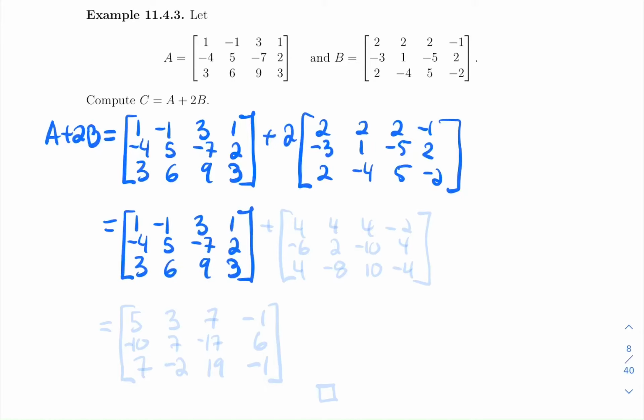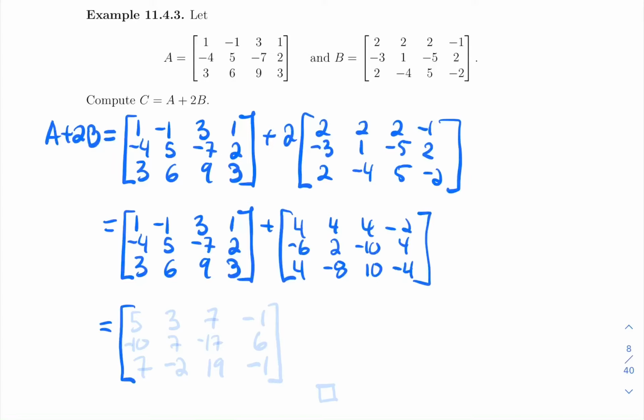Okay, and then if you multiply by 2, you're going to get plus, so you multiply every entry by 2: 4, 4, 4, minus 2, minus 6, 2, minus 10, 4, 4, minus 8, 10, and minus 4. And then you just need to add everything up.